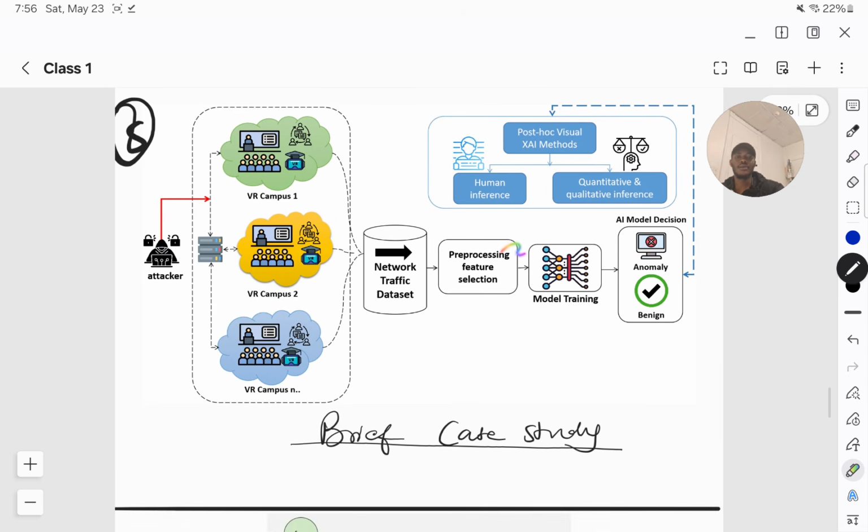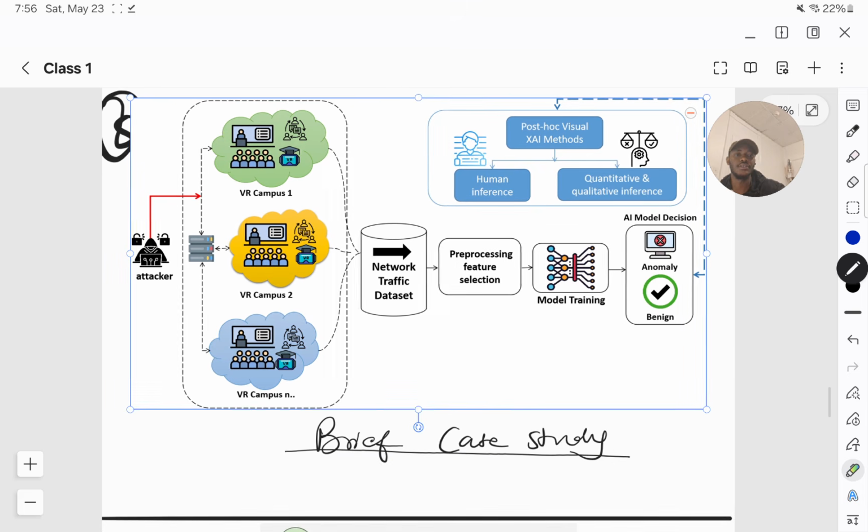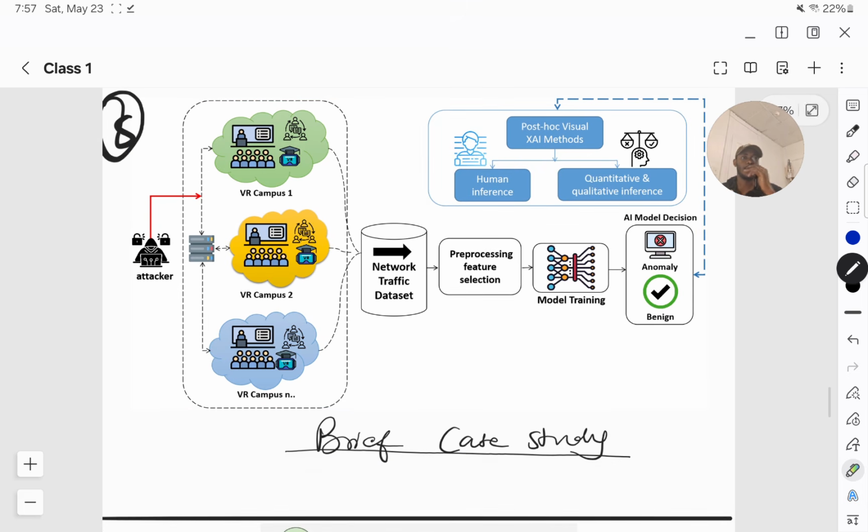So let's use case studies. This case study was one from my publication during my master's degree, where we use an explainable AI technique for network traffic classification. So I'll walk you through the whole pipeline. We assume that an attacker will want to compromise the network, and then it will have maybe an attack network traffic, and also we can have a VR campus, right? Maybe students using VR network, right?